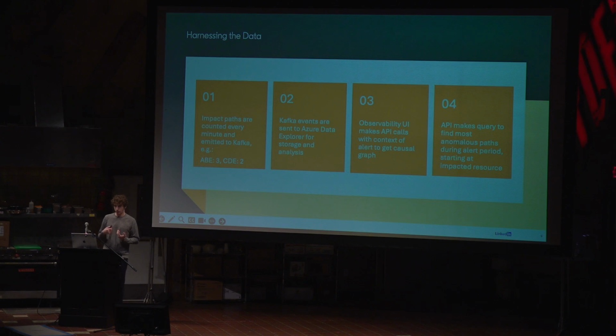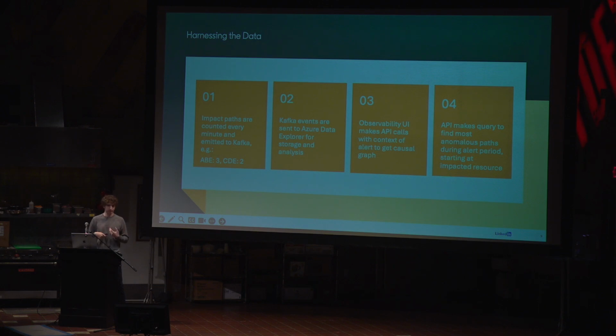We have a homegrown observability UI that we built in recent years, and that's where everyone lands when they get an alert. They hit a big triage button, and they get the details of the alert, as well as a causal graph, if we're able to provide it, along with other insights. When they land on this page, it makes an API call with the context of the alert to get a corresponding graph. The context can include the impacted service, endpoint, even method, because different methods and different endpoints have very different behavior.